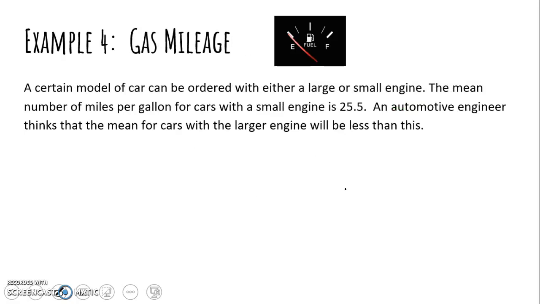Example 4, gas mileage. A certain model car can be ordered with either a large or small engine. The mean number of miles per gallon for cars with small engines is 25.5. An automotive engineer thinks that the mean for cars with the large engine will be less than this. So again, write a null statement and an alternate statement. Pause the video, and when you're done, unpause it to see if you got the right answer.